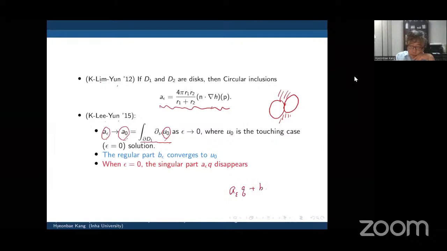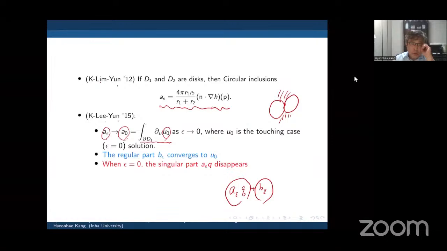And this B epsilon, this regular part, converges to the solution of the touching case. And this singular part disappears completely. I'm not saying that it converges to zero. It cannot be converging to zero because it is behaving like one over square root epsilon, but it disappears. Like an electrical spark: when two electrodes get closer, there is an electrical spark, but when they touch, the spark disappears. It's just like that. So this is quite interesting.